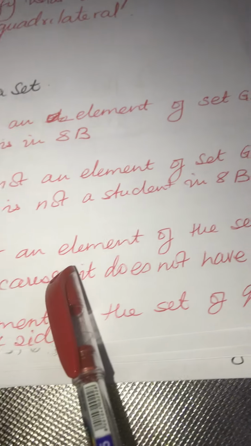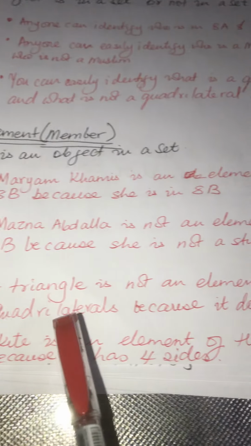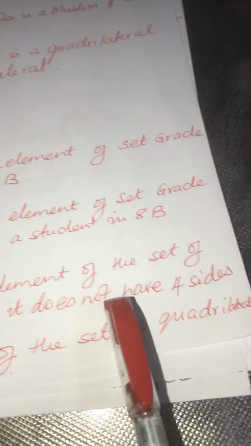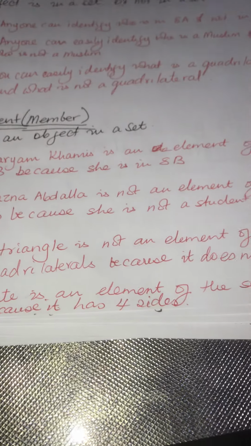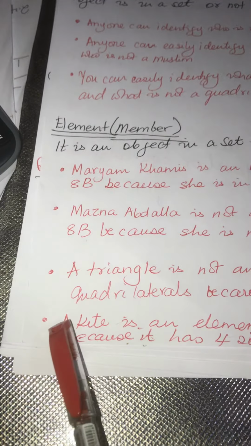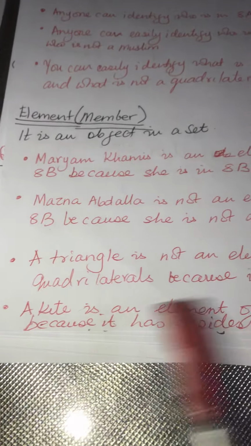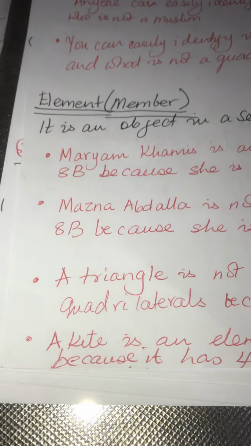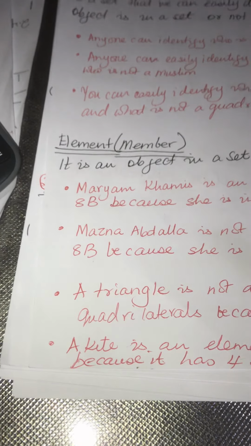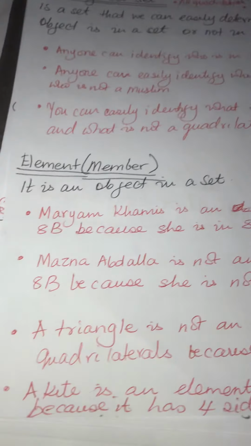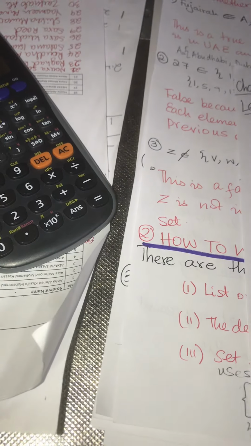A triangle is not an element in the set of quadrilaterals because it does not have 4 sides. A kite is an element of the set of quadrilaterals because it has 4 sides. So you should know who is a member and who is not a member.